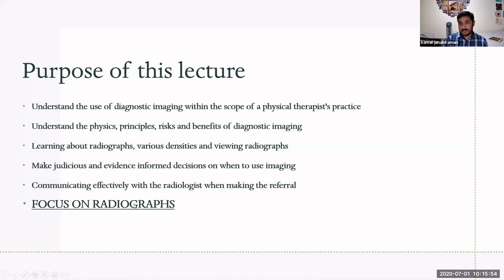And imaging is a broad area. It includes radiographs, ultrasound, CT scan, MRI, a lot of things. But since this is a basic course, a basic lecture, we are going to focus mainly on the radiographs, which are nothing but the X-rays. Okay?